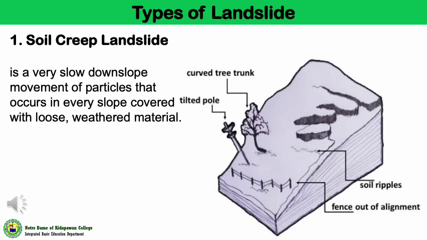Now let us discuss the different types of landslide. First is the soil creep landslide. It is a very slow downslope movement of particles that occurs in every slope covered with loose and weathered material or materials.